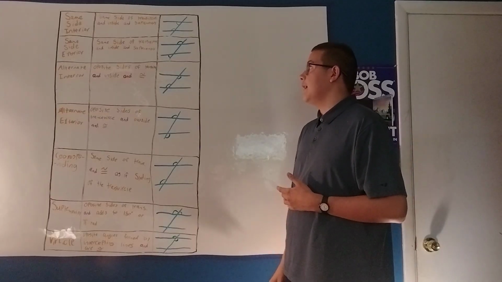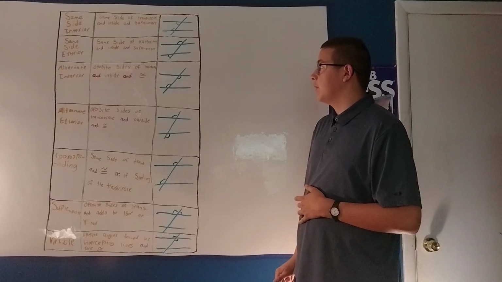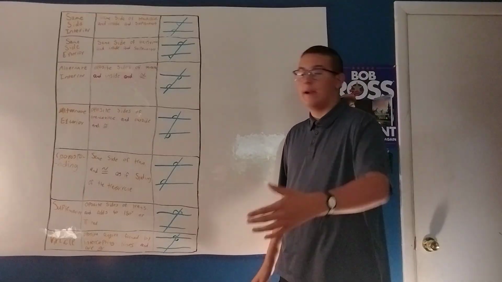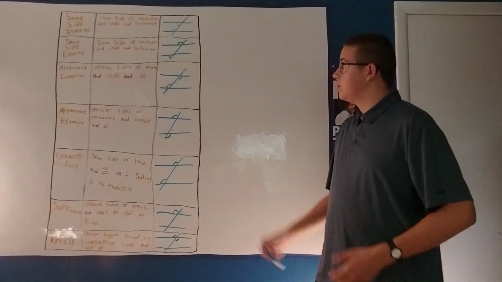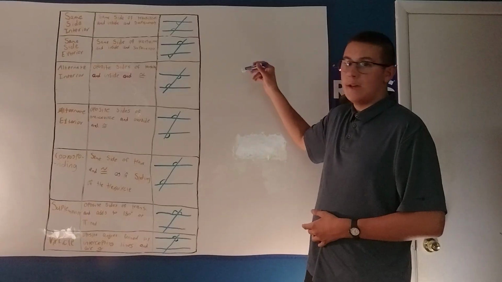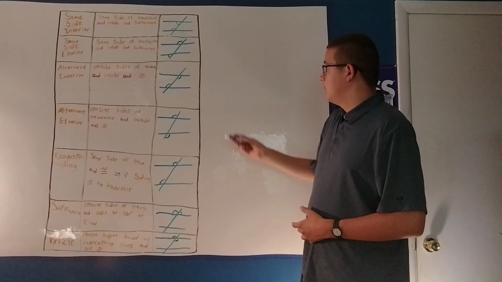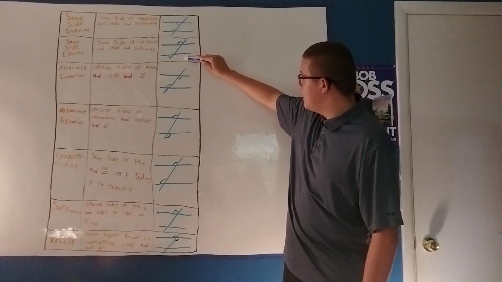Then same-side exterior. So these are on the same side of the transversal, and they're outside, sorry, they're outside and supplementary. So it's the same-side thing, same-side interior, just on the outside this time. Again, there's going to be two pairs, the ones I have highlighted, and then one here and here.